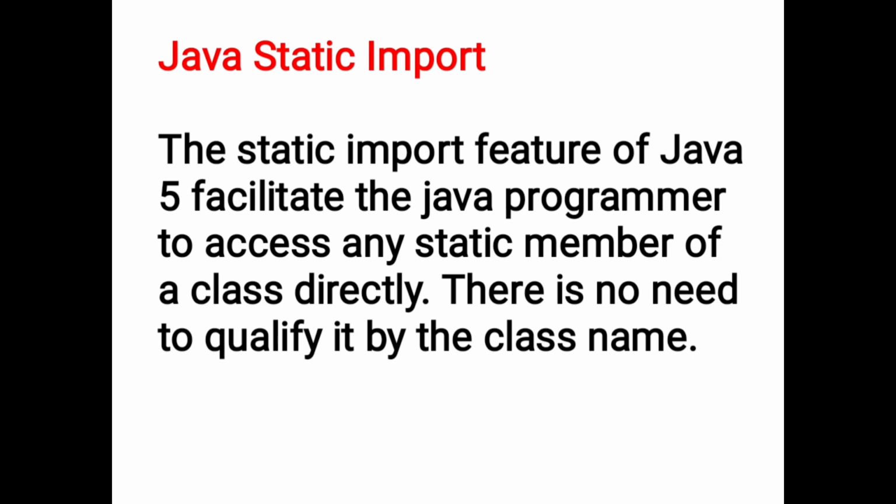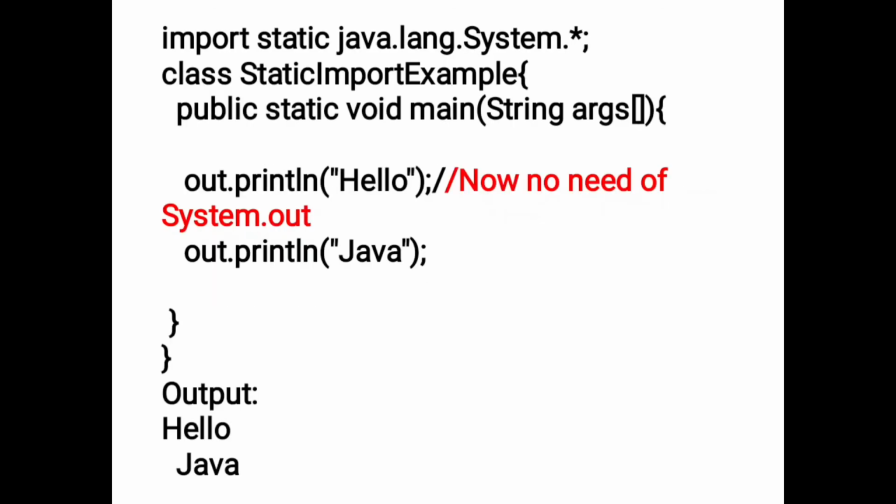Java static import. The static import feature of Java 5 facilitates the Java programmer to access any static member of a class directly. There is no need to qualify it by the class name. For example, here I am writing a program, and the first line is import static java.lang.System.*; and the class name is StaticImportExample, and the main method.